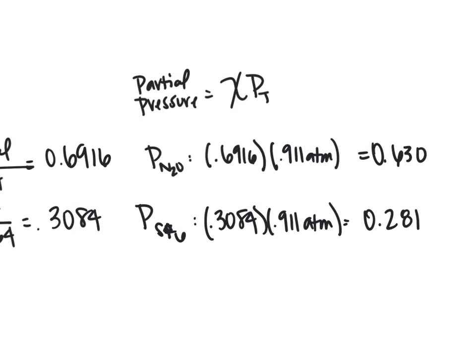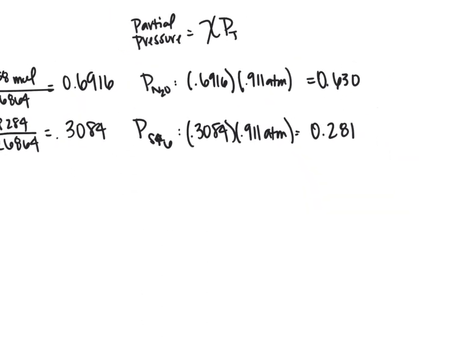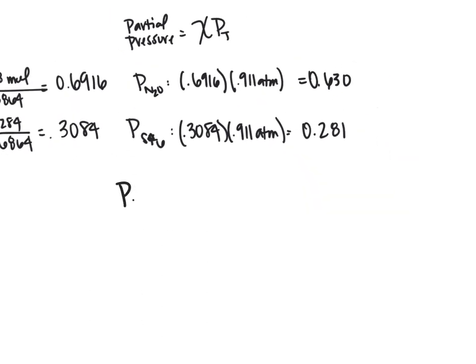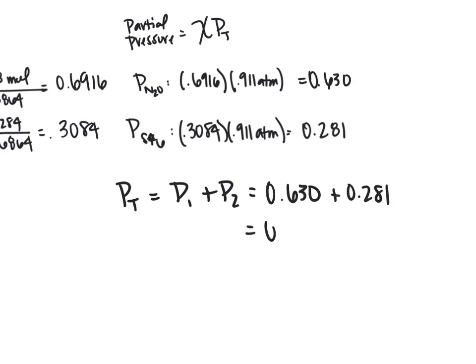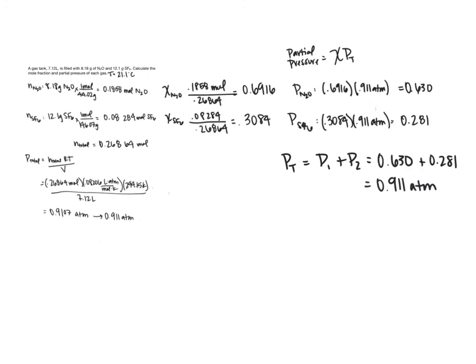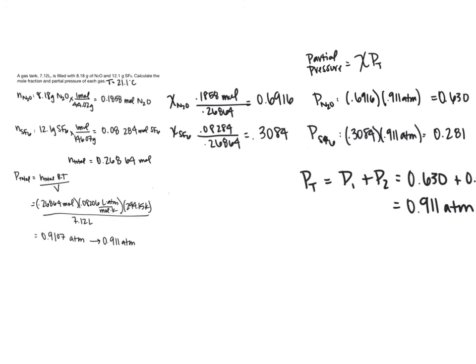0.281. If you wanted to really check to make sure that you're doing this correctly, the P total is equal to P1 plus P2, so 0.630 plus 0.281 is going to equal 0.911 atmospheres, and that is correct. So this is a problem where there are several different steps, and there are different orders in which you can do some of these in order to get to the right answer.